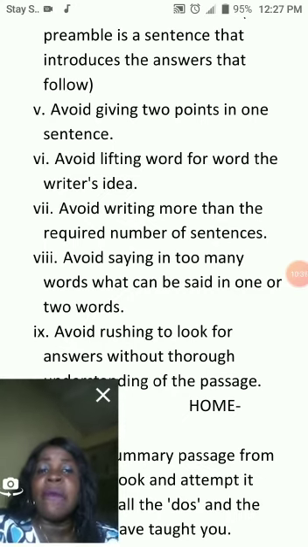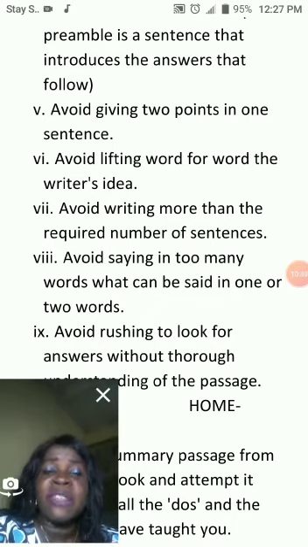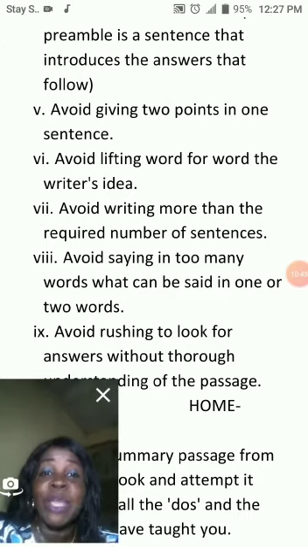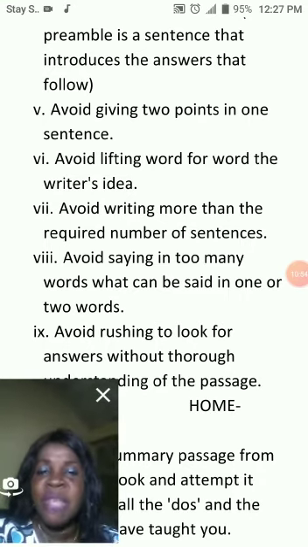Then the next one, avoid writing more than the required number of sentences. For instance, they will write "in 6 sentences." That 6 is always in bold letters, capital. In 6 sentences, explain why most men are poor. Now, because they gave up to 8 reasons why most men are poor, you decided to give the 8 reasons. What was the instruction? In 6 sentences. Now, you gave them 8 sentences because you noticed that there are 8 reasons, and you gave out the 8.